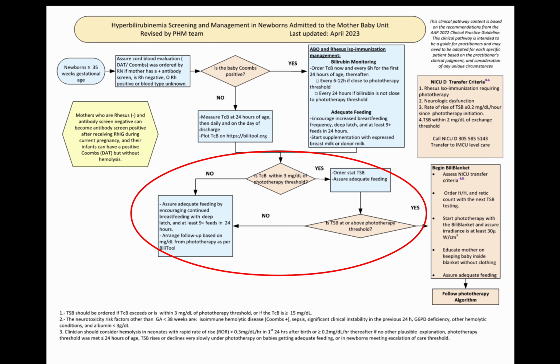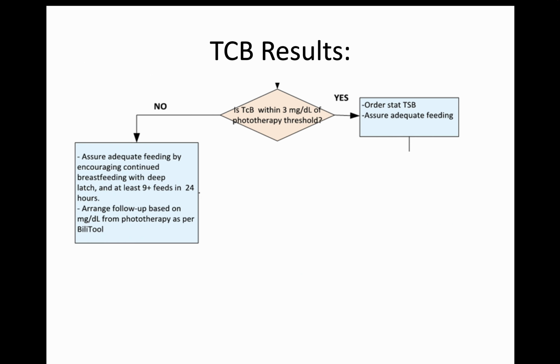So next we're going to talk about what happens if they are within 3 of this threshold. We ordered our TCB at 24 hours of life, for example, and we type it into BiliTool, which will show on the next slide. If it's within 3 milligrams per deciliter of the phototherapy threshold, we'll go ahead and order a stat TSB, ensure adequate feeding, and then based upon that TSB, we'll proceed either with phototherapy or not. And again, this box tells us to assure adequate feeding. This will be a very common theme throughout this pathway because, as Amber said, it's the only way we can get the billies out of the babies.